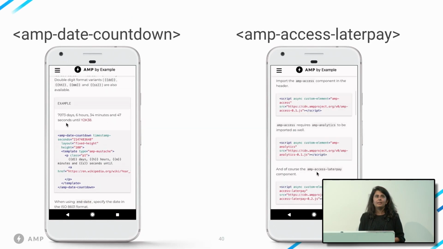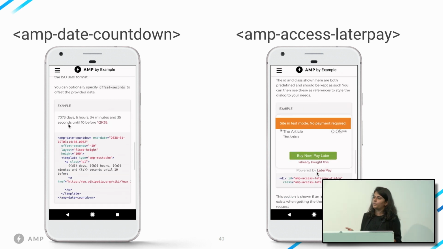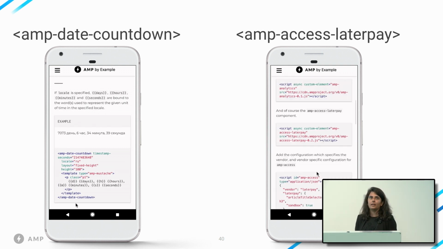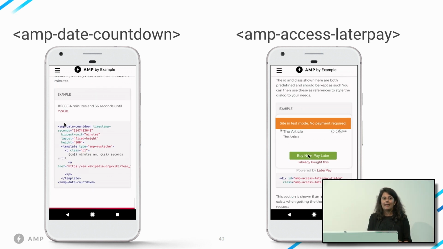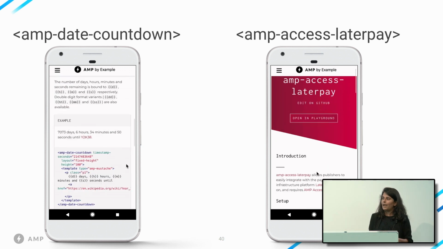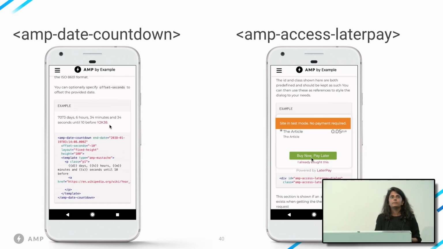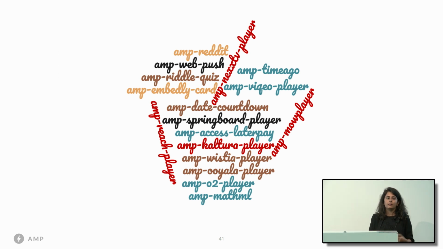Some of the contributions have been things like AMP date countdown, which was added by AliExpress so that they could flag a countdown to the sales or extra special events that are happening on their website. Another component that was added was the AMP access later pay, where the later pay firewall added a gateway component into the AMP project so that you could then pay to access content. And those are just two of the many components that have been added by different contributors to the AMP project. Here's just a word cloud of some of the ones that I could manually track down. And this is excluding all ad networks and analytics providers who are working with AMP just to make sure that folks using AMP have the best analytics and ad experience on the web as well.